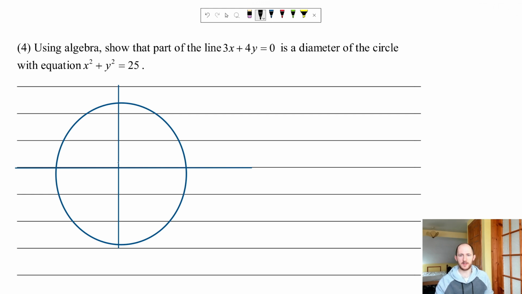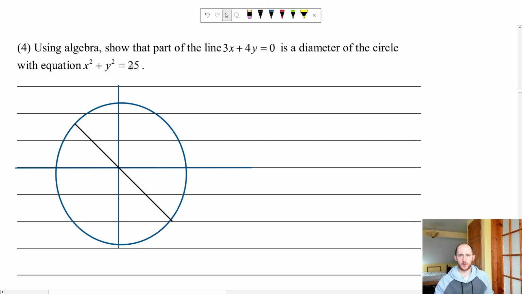Well, a diameter is going to be a line that passes through the center of the circle. The center of the circle. Like that. And yeah, it's going to go the full width of the circle. So how can we prove that?